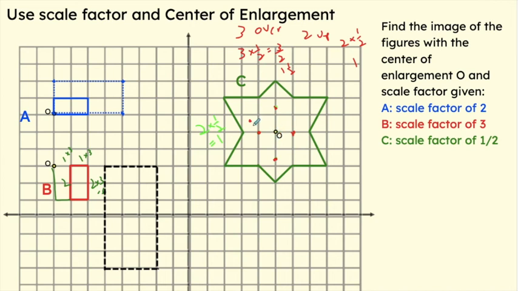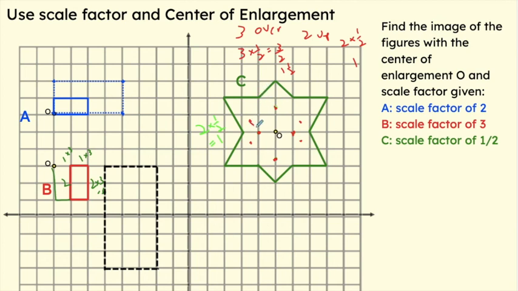Okay, and I can use that same logic to figure out the rest of my points here. So to get this one, it's also going to be the same. So 1.5 over and 1 down. This one is going to be the same. 1.5 over and 1 up. And our last one here, 1.5 over and 1 down. Okay, so we've plotted 1, 2, 3, 4, 5, 6, 7, 8 points, and we have 1, 2, 3, 4, 5, 6, 7, 8, 9, 10, 11. Okay, we have this point here.